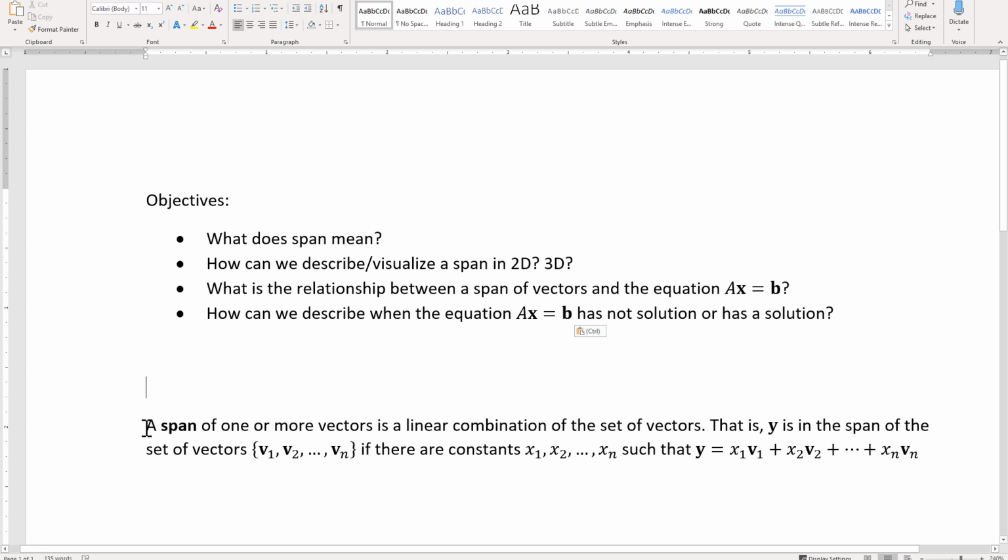First, let's review the span. A span of one or more vectors is the set of linear combinations of those vectors. That's to say that if y is in the span of the vectors v1 through vn, then we can find constants x1 through xn such that y equals the linear combination of those vectors.